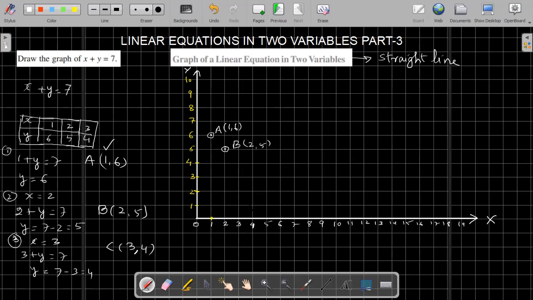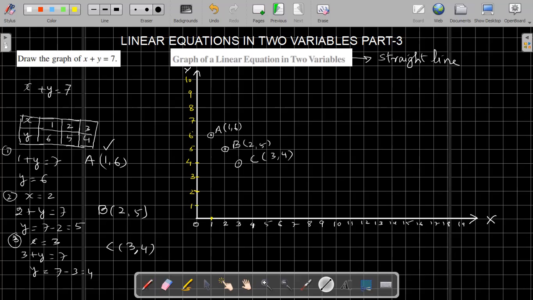This is the x-axis. This is the y-axis. The point C is 3, 4. 3 and 4 is here. Now you can see that all the points are in a straight line. Point C is 3, 4. Now you can draw the line. You can join these points and draw the line that will be the required line.